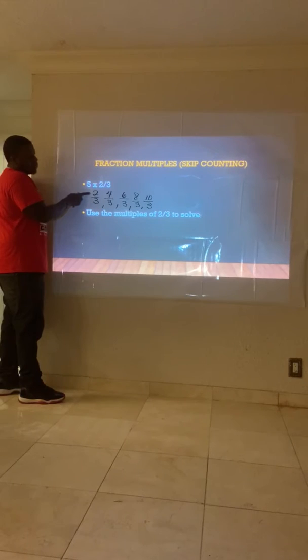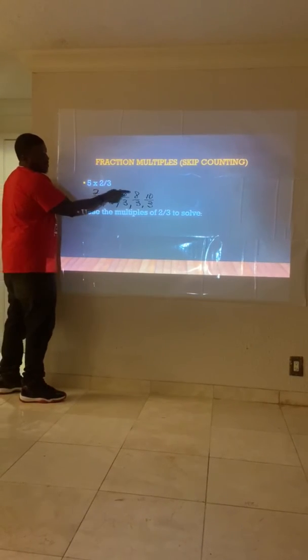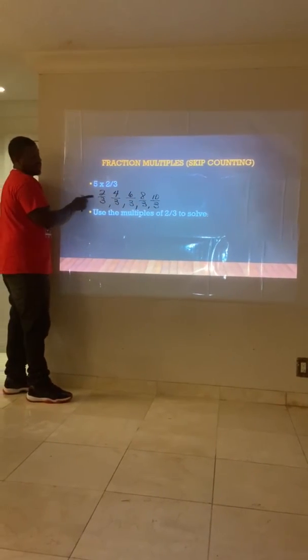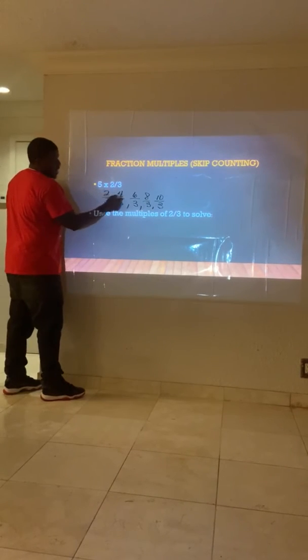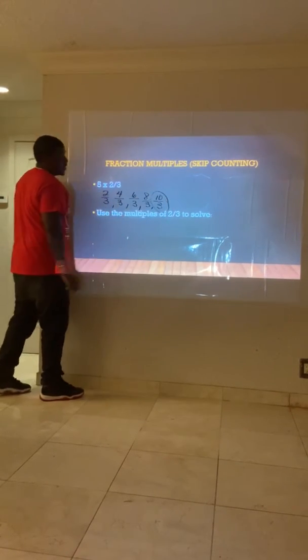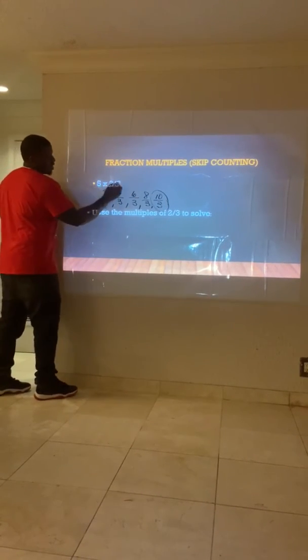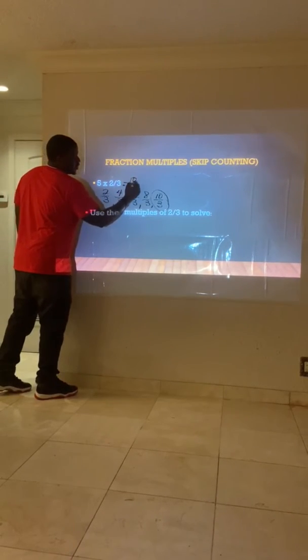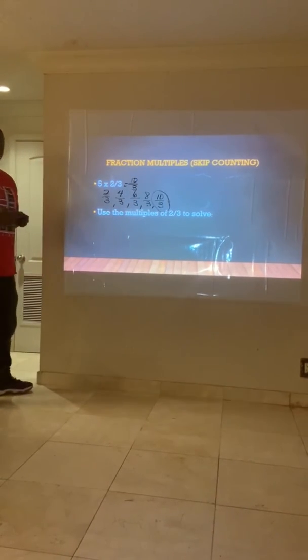I just skip counted by 2/3. Or I just did the multiples of 2: 2, 4, 6, 8, 10. Multiples of my numerator. When I did my 5, I ended up with 10/3. So 5 times 2/3 will give me 10/3.